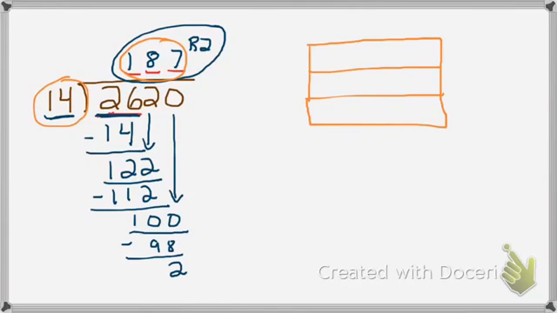I have 187, which is 3 digits, so I'll make 3 sections in my box. 1 is in the hundreds column, so that's 100. 8 is in the tens column, so that's 80. 7 is in the ones column, so that's 7.